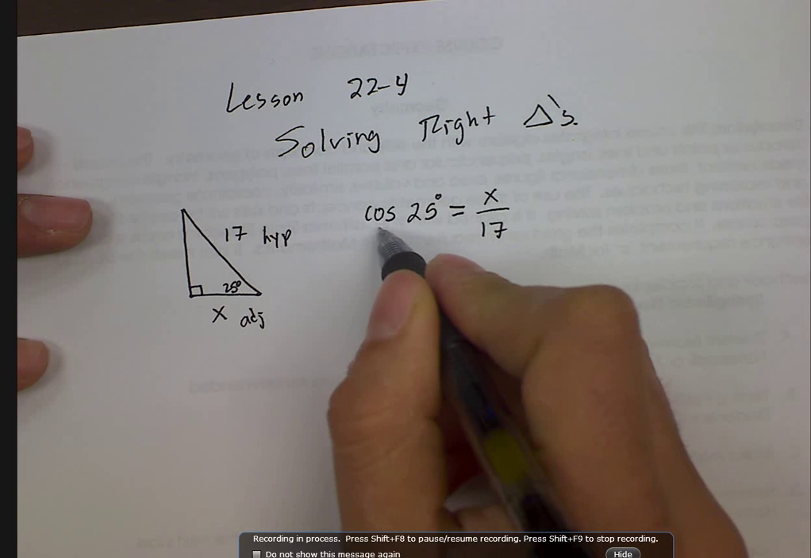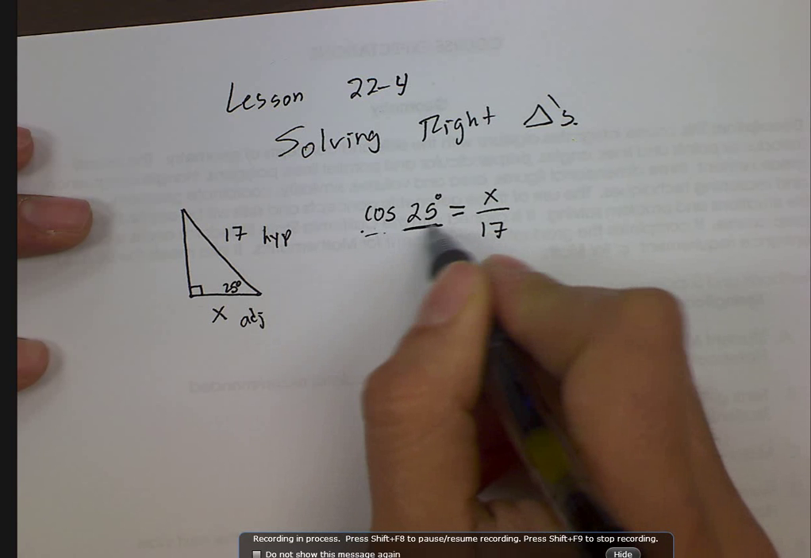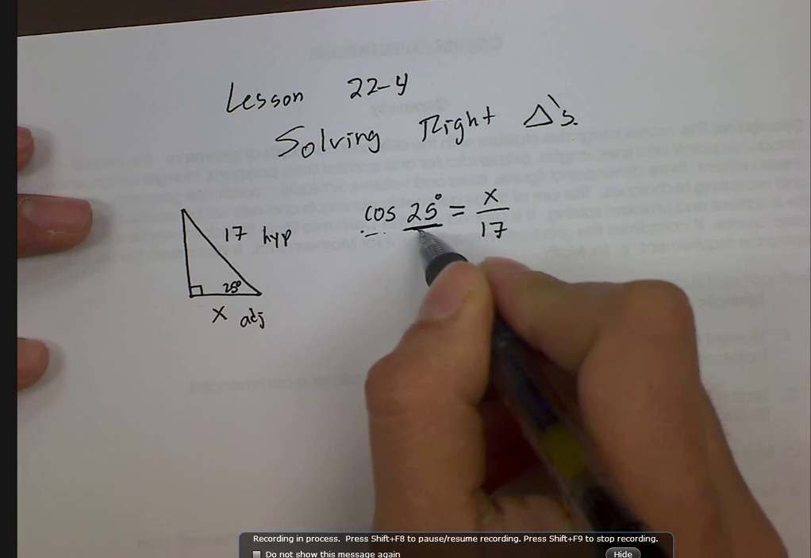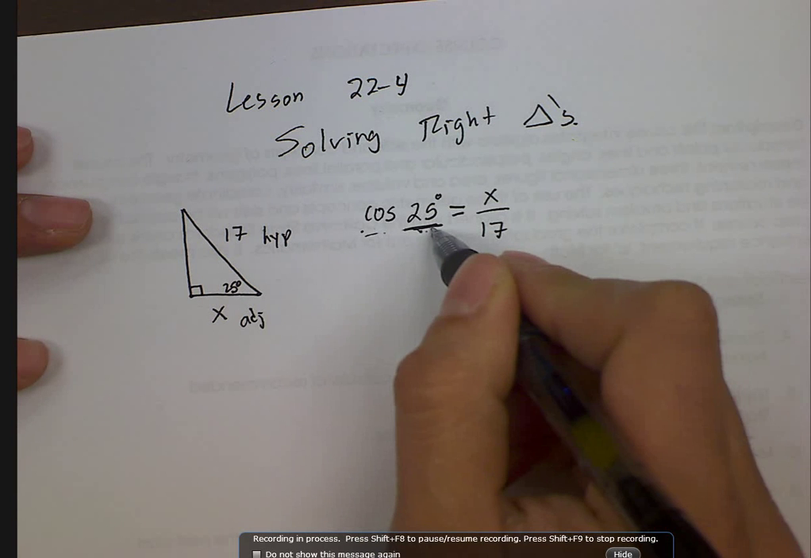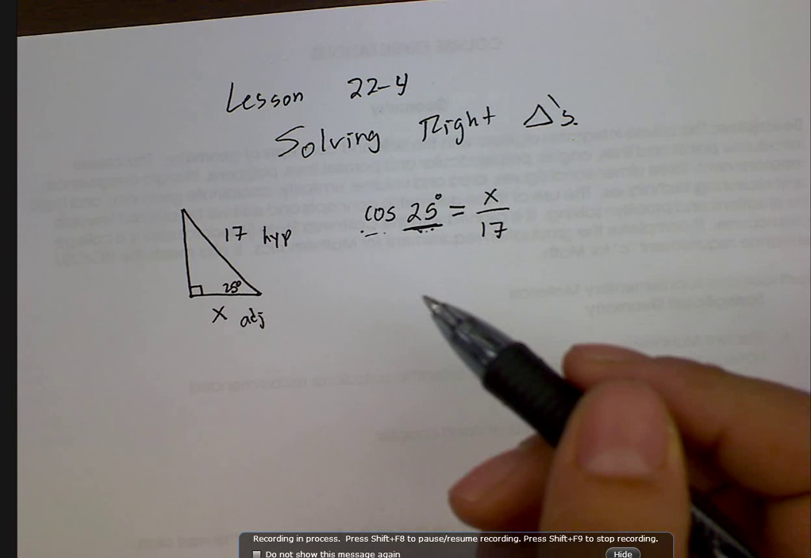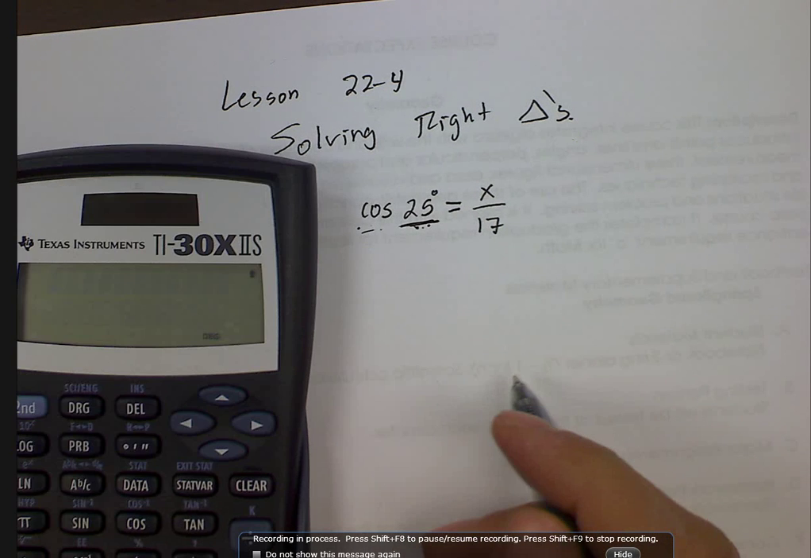But the difference in today's lesson is that this angle is not given. So what we're going to do today is find that angle, okay? And for that, you will need your calculator again, okay? And you are going to use the inverse functions.